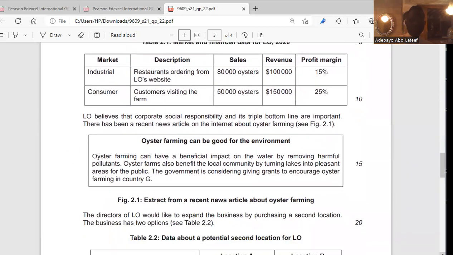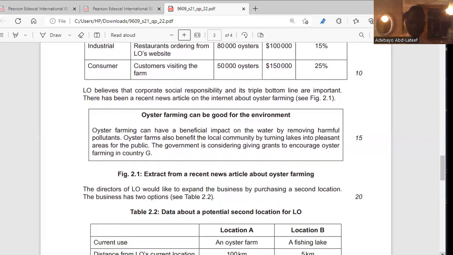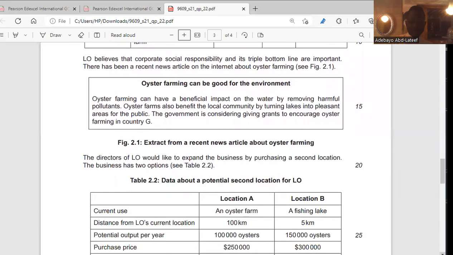LO believes that corporate social responsibility and its fiscal bottom line are important. There has been a recent new article on the internet about oyster farming. The directors of LO would like to expand the business by purchasing a second location. The business has 2 options.